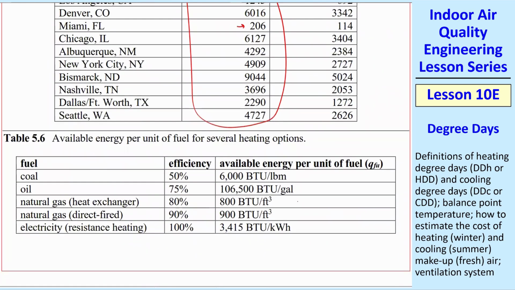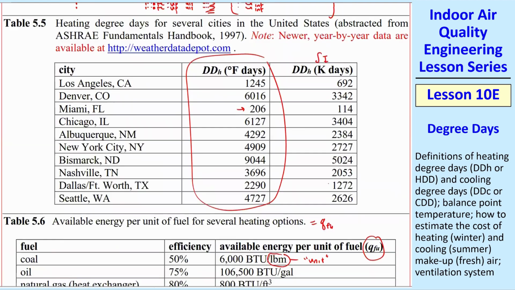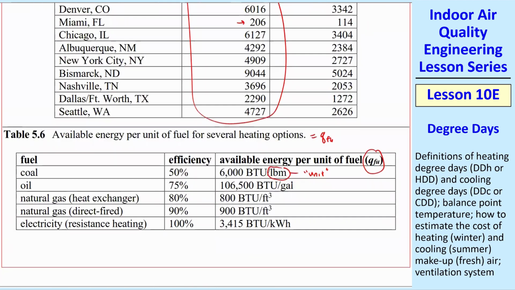And then table 5.6 gives you available energy per unit of fuel. So this is what we're calling the QFU. And you can see that denominator. This is what we call unit, and like I said up here, it can be gallon, cubic feet, kilowatt hour. Here it's pound mass, gallon, cubic feet, kilowatt hour. These are actually old numbers. You can get some gas furnaces now with 95% efficiency, so they've come up quite a bit.